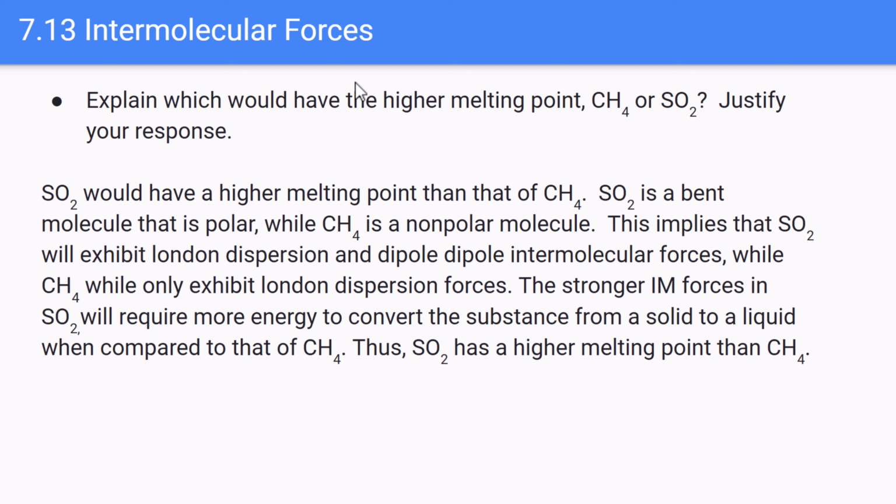SO2 has a higher melting point than CH4. My evidence is solely based on the geometry, polarity, and intermolecular forces, and then I wrap things up with my reasoning that stronger intermolecular forces require more energy to convert the substance from a solid to a liquid. So SO2 has a higher melting point than CH4.